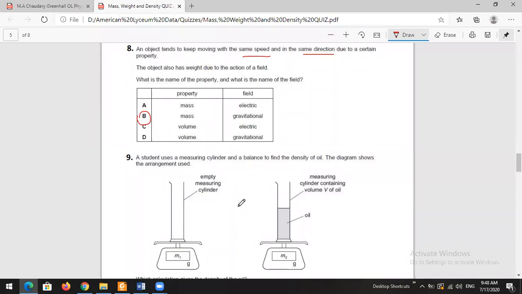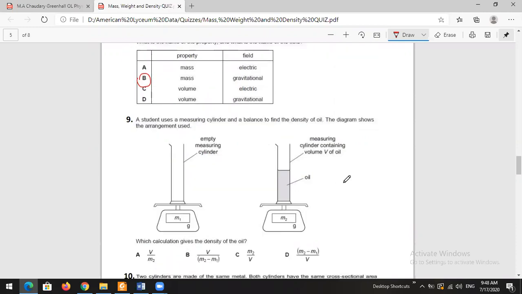Number 9. A student uses a measuring cylinder and a balance to find the density of oil. The diagram shows the arrangement used. Which calculation gives the density of oil? So density is equal to mass over volume. So what is the mass of oil? Obviously it would be M2 minus M1, and the volume of oil is this V. So M2 minus M1 over V is the density of oil. So option D is correct.